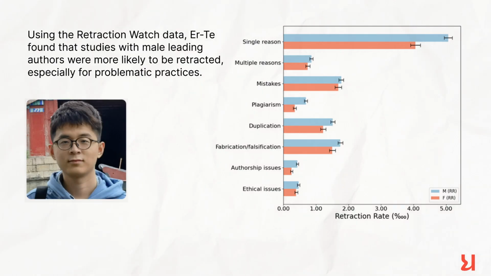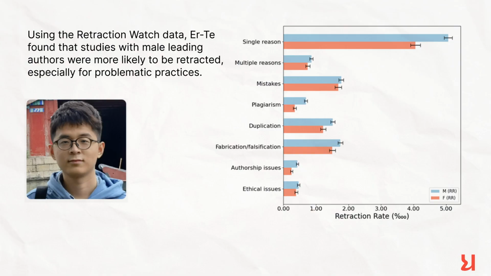So he used a heuristic to work out the likely gender of an author based on their name, and discovered that male authors tended to be more likely to have their work retracted for almost every reason. And the difference was statistically significant for most of the reasons here, except for mistakes. So bad news for male scientists, who seem to be the worst offenders at retraction.